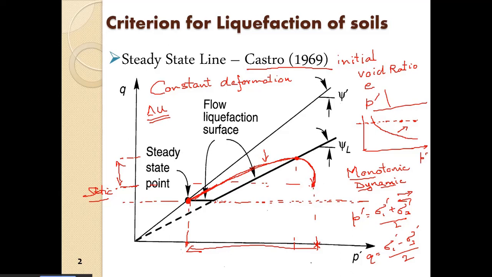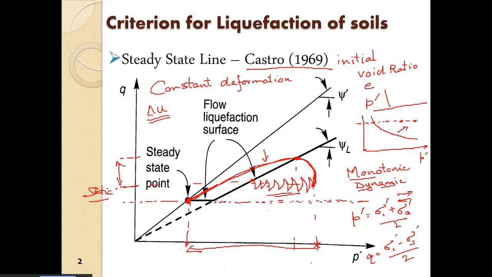When we apply a dynamic load, it will follow a path of this sort. Right? Then suddenly there will be some amount of pore pressure generation and it will reach the point here on the flow liquefaction surface. So this is dynamic load, earthquake load, or cyclic triaxial load, and this is monotonic load. Right? Stress controlled triaxial. So we are applying the stress only, incremental stress. It does not decrease anymore, it is going on increasing up to this point.